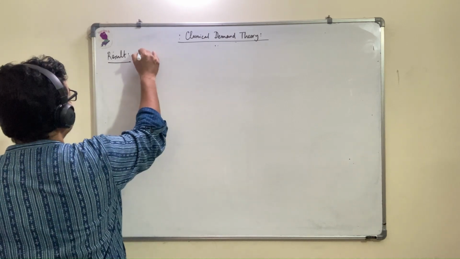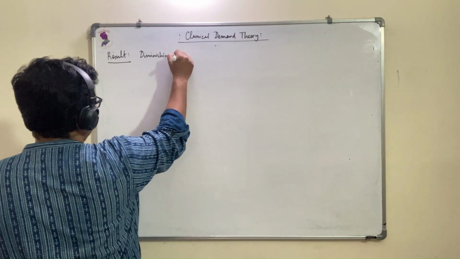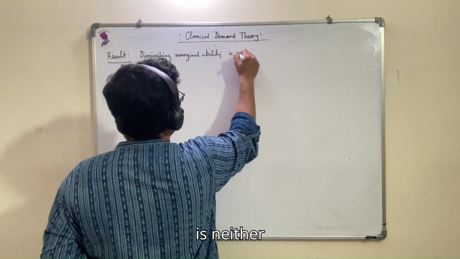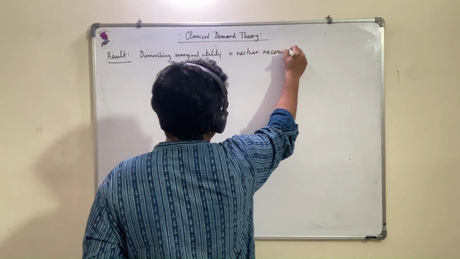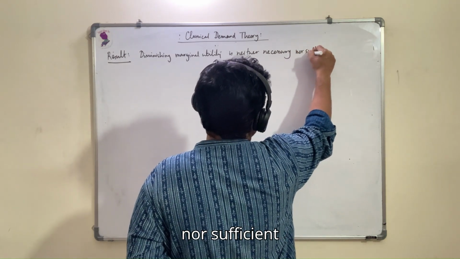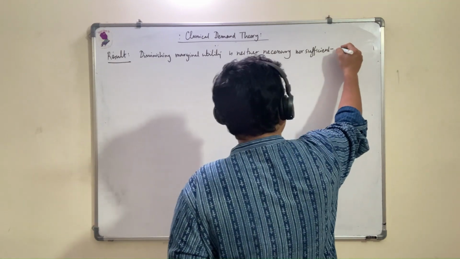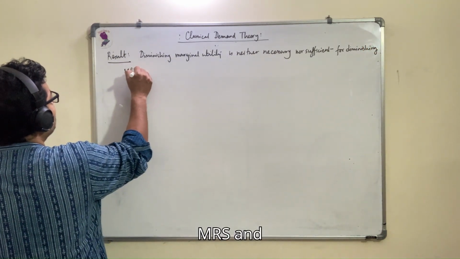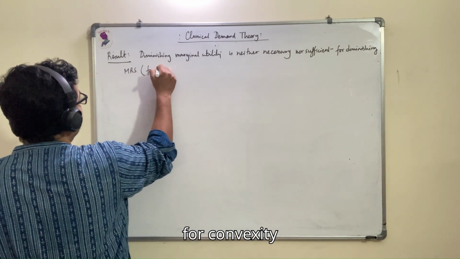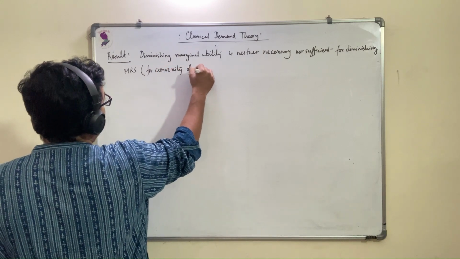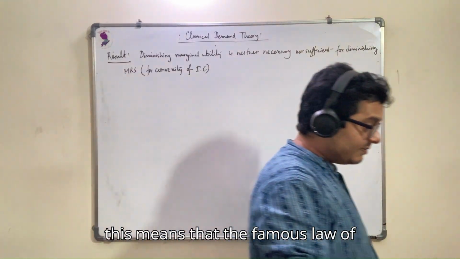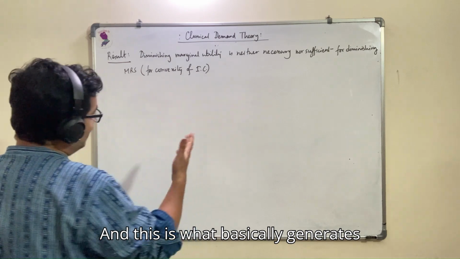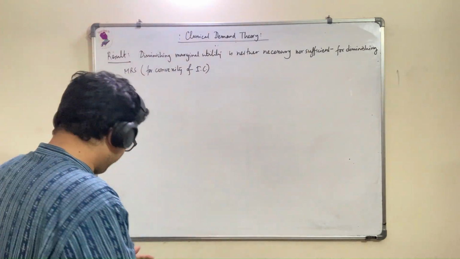the result is diminishing marginal utility is neither necessary nor sufficient for diminishing MRS, and by extension for convexity of IC. So this means that the famous law of cardinal utility theory is not at all required here. Okay, and this is what basically generates several different cases of IC. Okay.